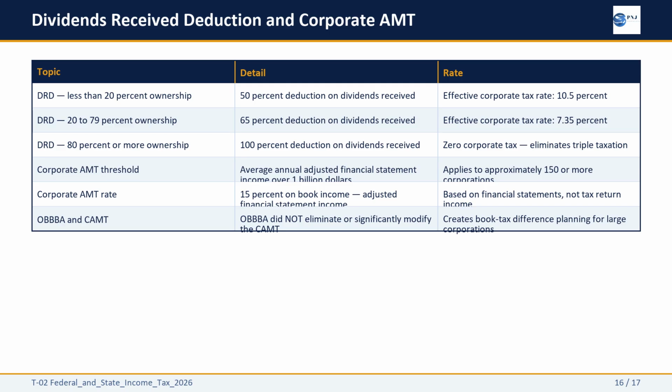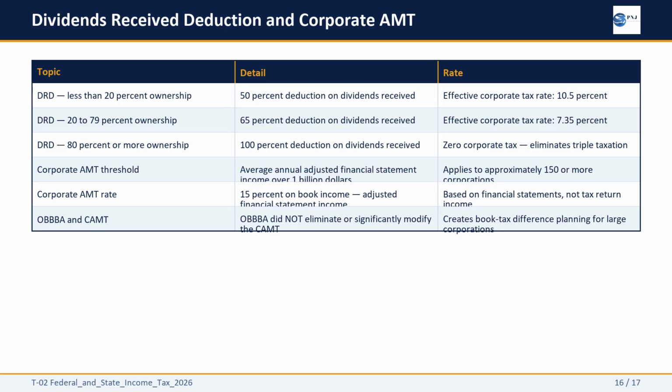At less than 20% ownership, 50% of dividends received are deductible, producing an effective tax rate of 10.5% on those dividends. At 20 to 79% ownership, 65% is deductible for a 7.35% effective rate. At 80% or more ownership, the affiliated group threshold, 100% of dividends are deductible, eliminating corporate tax on intercompany dividends entirely.